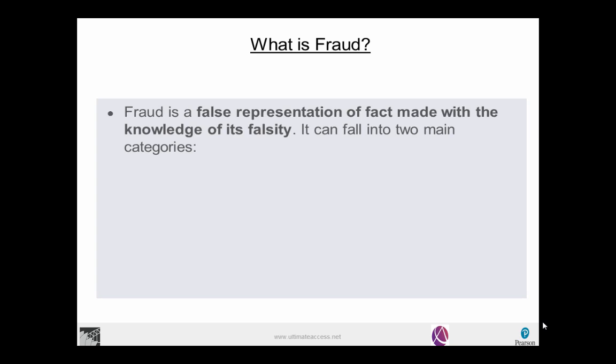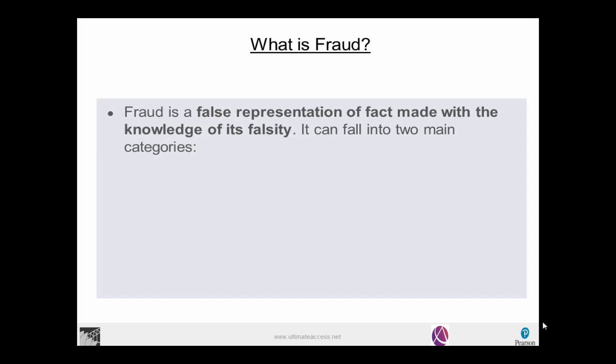Now, fraud is a false representation of fact made with the knowledge of its falsity. Before I get into the two main categories, I want us to understand that with fraud, first and foremost, it is false representation, meaning you're lying. And two, you know that you're lying. So when you're trying to hide something from someone and you know that you're doing something wrong, then that would be defined as fraud in the context of business and accounting.